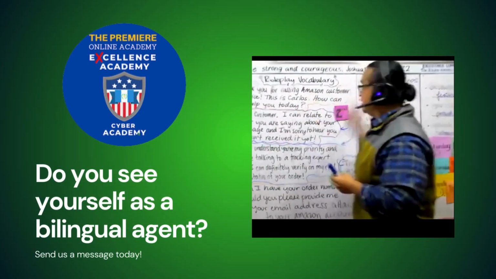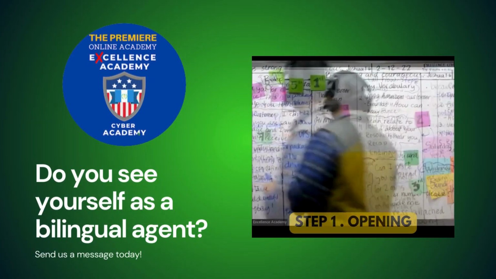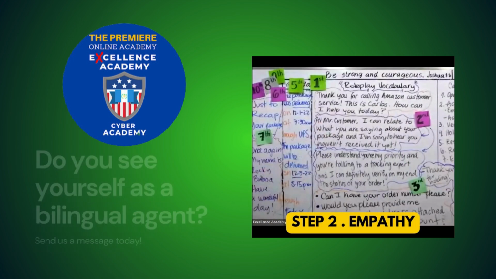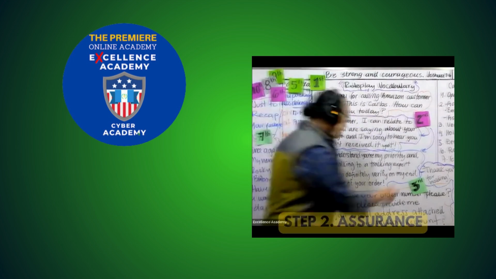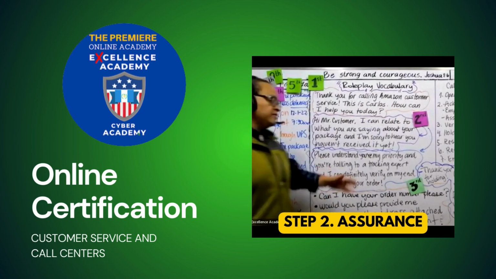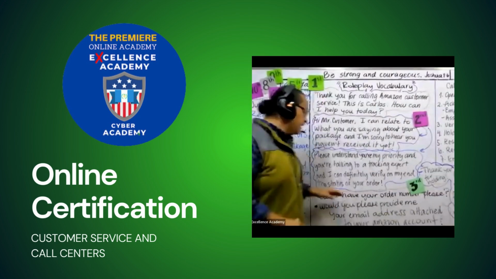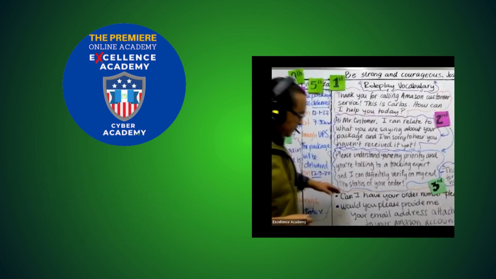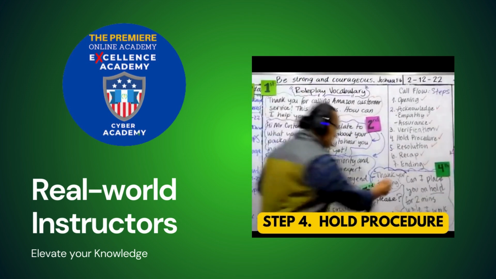Number one, opening. Thank you for calling Amazon customer service. This is Carlos. How may I help you today? Two, empathy. Hi, Mr. Customer. I can relate to what you're saying about your package, and I'm very sorry to hear you haven't received it yet. Assurance. Please understand that you're my priority at this moment, and you're talking to a tracking expert here at Amazon. I can definitely verify on my end the status of your package. Can I please have your order number, please? Thank you.